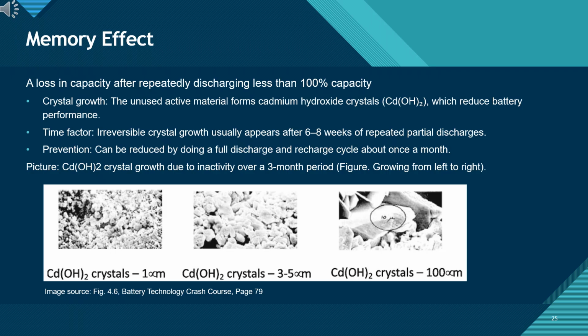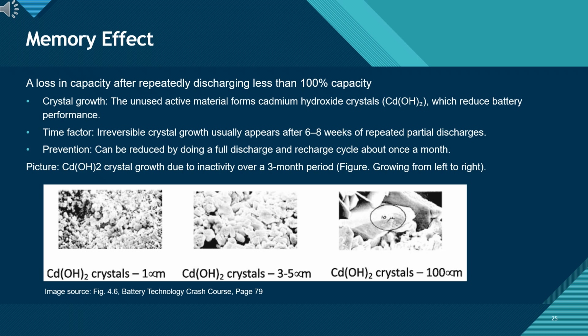On this slide, we examine one of the well-known issues in NICD batteries, the memory effect. This phenomenon refers to a loss of usable capacity when the battery is repeatedly discharged only partially, rather than fully. The unused active material inside the cell starts to form cadmium hydroxide crystals, shown in the images here. You can see the crystals growing larger over time, from about 1 micron to several microns and eventually to 100 microns after about 3 months.